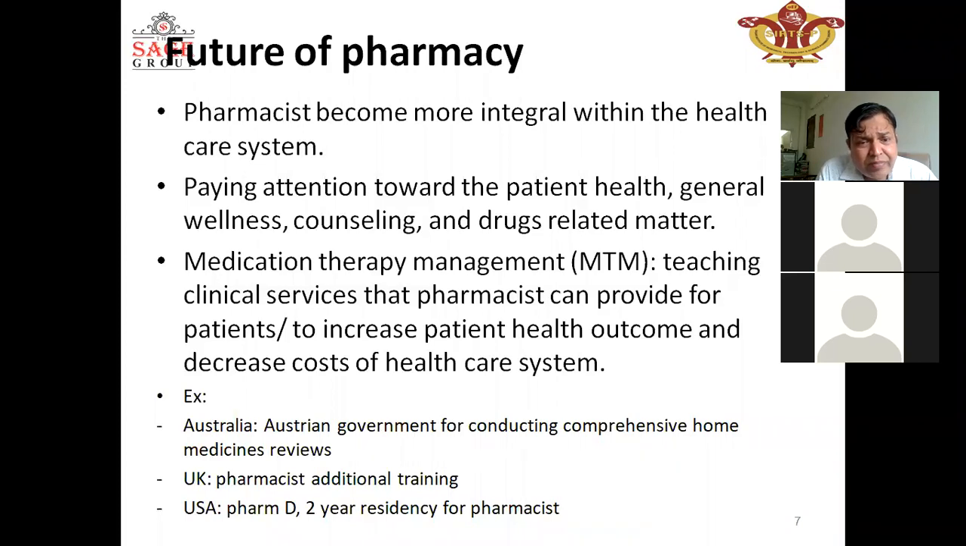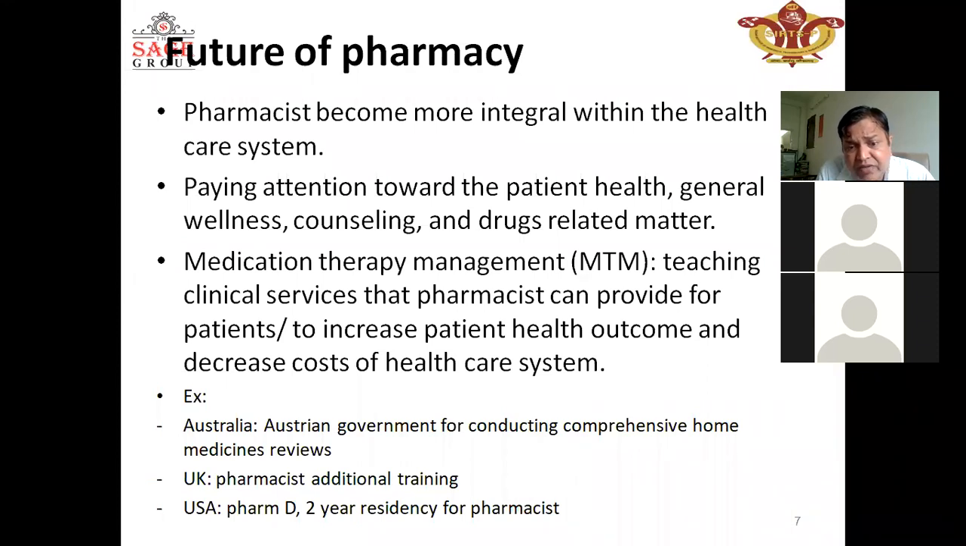Now, the next point is medication therapy management, MTM. Here it teaches clinical services that pharmacists can provide for patients to increase patient outcomes and decrease the cost of the healthcare system. Here, pharmacists play an important role in delivering pharmacy services or health services to the patient or to the society.